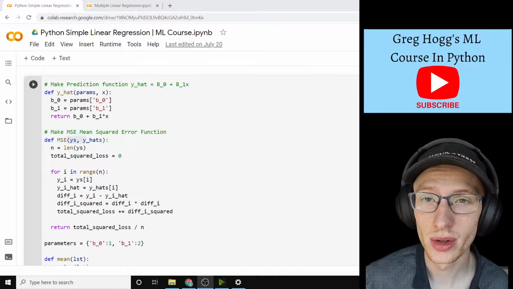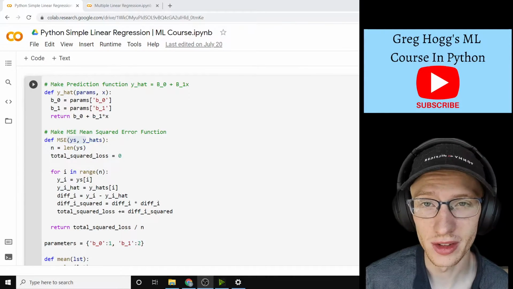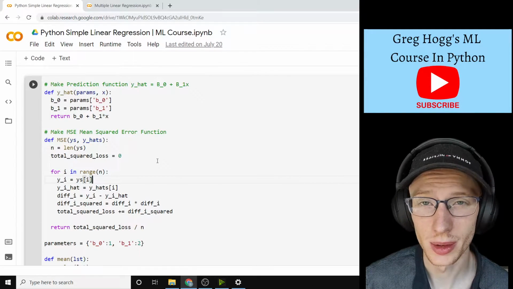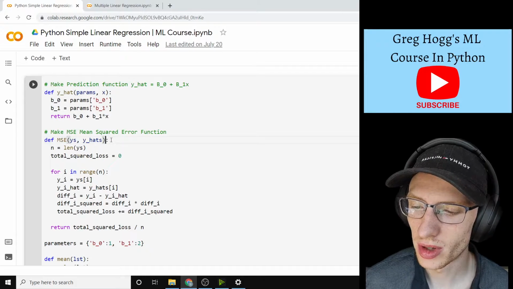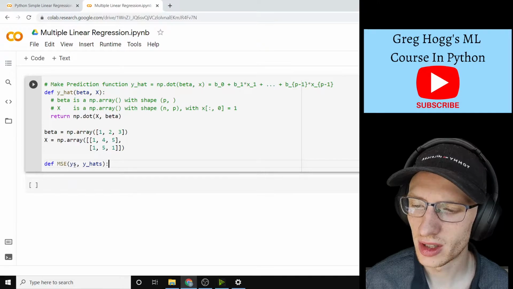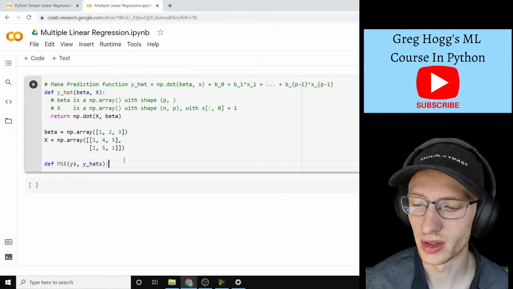Welcome back. So today we're going to vectorize the MSE, or the mean squared error function. Now it looks like this horrible mess, but we can clean this up so easily. Again, we'll grab the function definition and change it very slightly. And so we have the MSE, which takes a vector of y's and a vector of y hats.